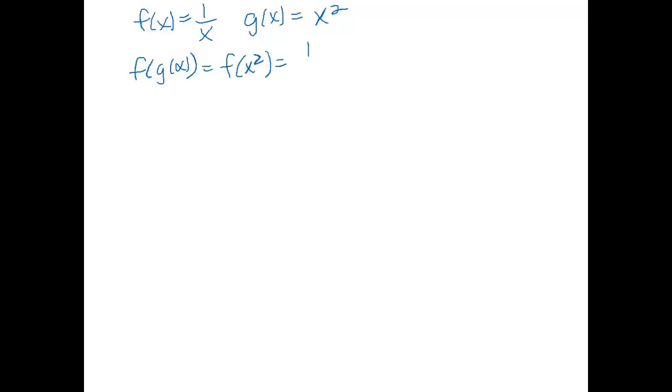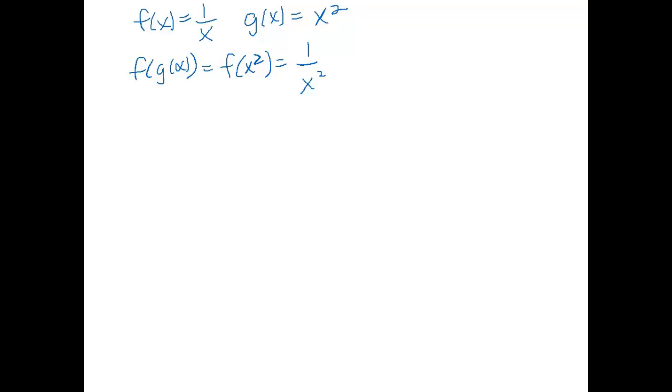Let's try f of x is 1 over x, and g of x is, let's stick with the x squared. Okay, so if I do f of g of x, that would mean f of x squared, which would mean 1 over x squared. Okay, let's look at the resulting function. 1 over x squared, we know x can't be 0, right? That's the only restriction that's obvious.